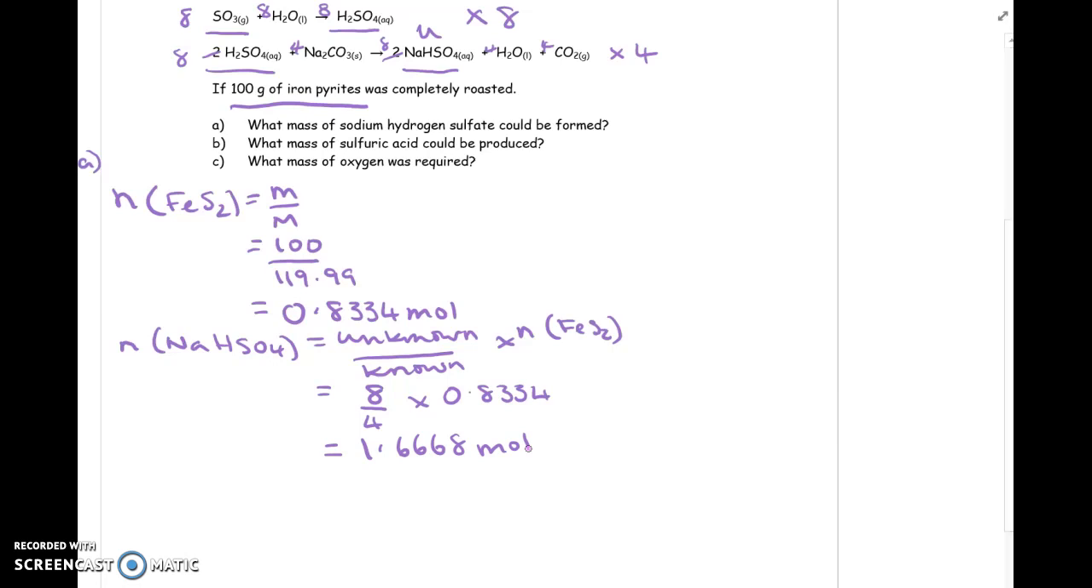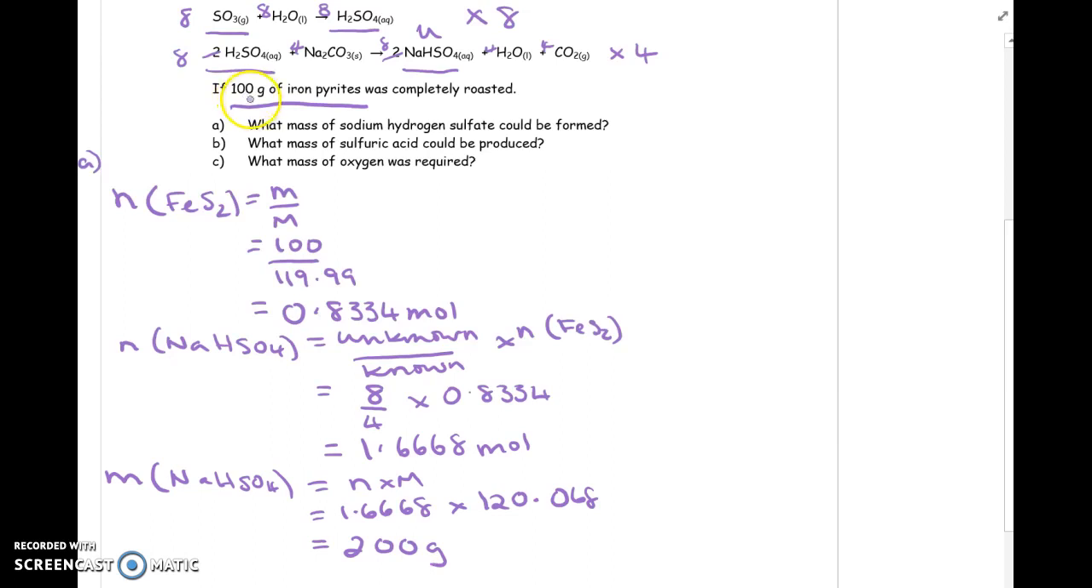So the next step is to find the mass of the unknown. The mass of the unknown, in this case sodium hydrogen sulfate, will equal number of moles times formula mass, which is 1.6668 times the formula mass for sodium hydrogen sulfate, which is 120.068, which comes out to 200 grams. Now I need to check my significant figures. There were 3 significant figures here and there are 3 significant figures here.